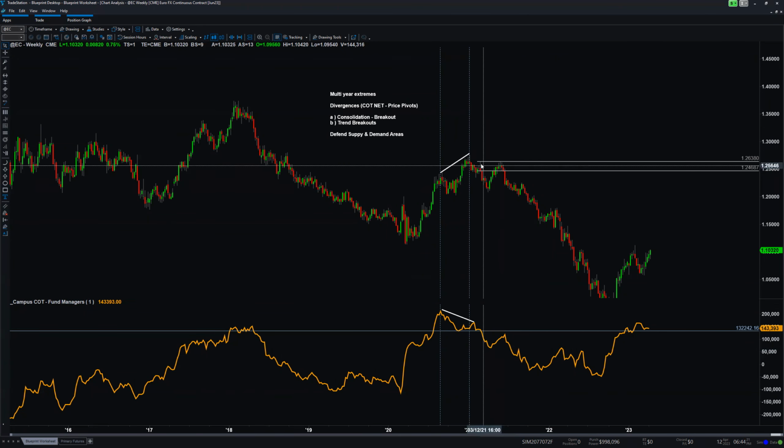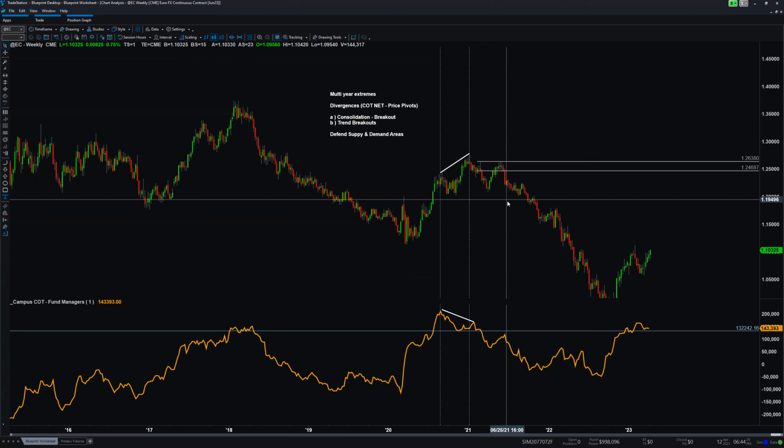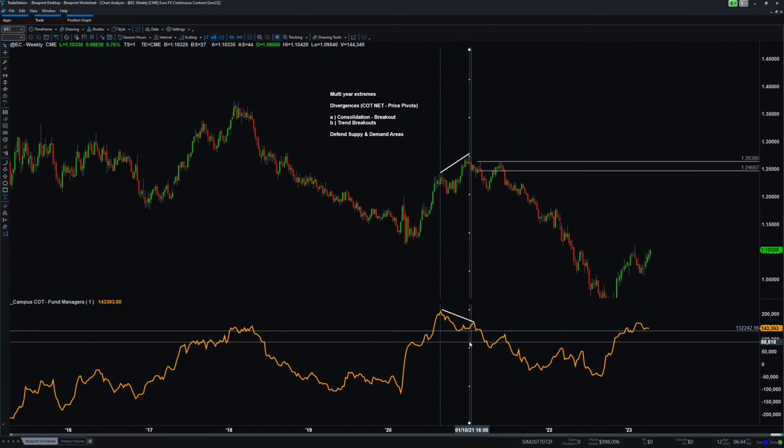So price comes up into supply and it takes a couple of weeks. And then eventually, as it goes deep into the zone, it then turns. So that's again the first sign of a trend change. Here we are again trading the first lower high, and then price continues to decline.